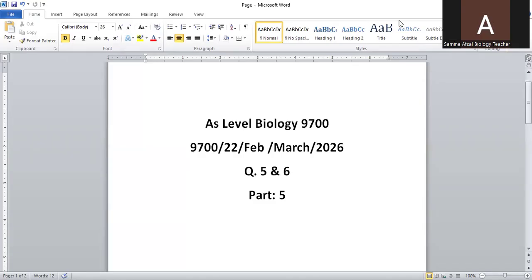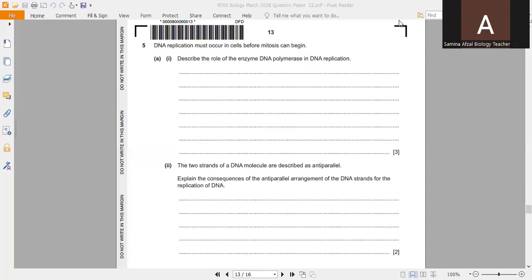DNA replication must occur in cells before mitosis can begin. So describe the role of the enzyme DNA polymerase in DNA replication. So here I would like to go in detail about this question. That is, the DNA polymerase helps in complementary base pairing.